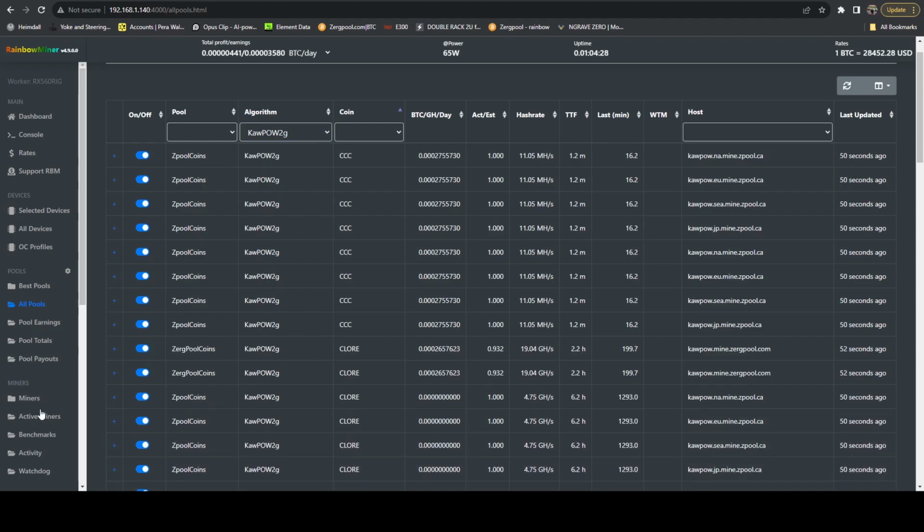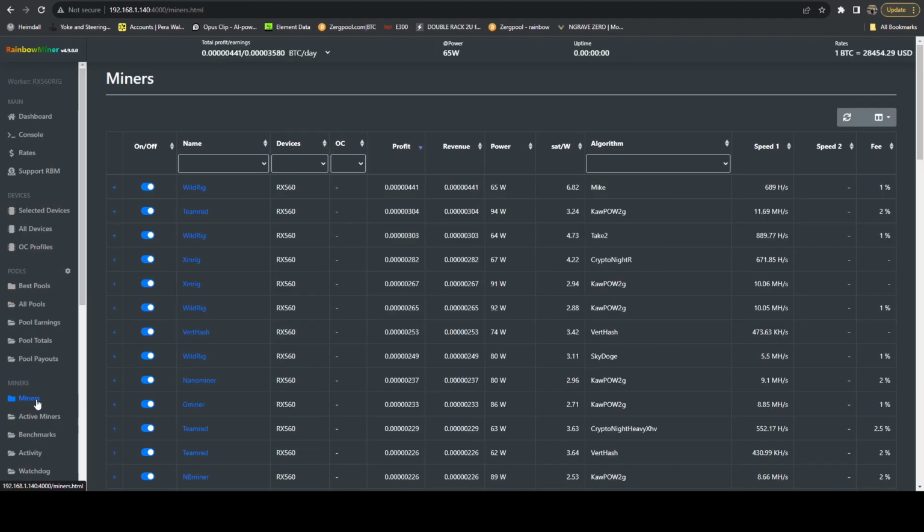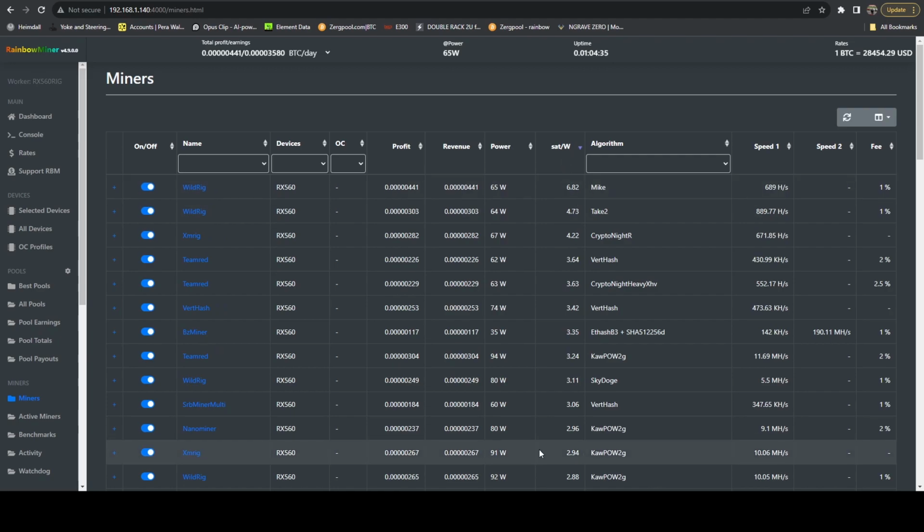So what I like to do is go to the miner section, and in here, you can actually sort Satoshis per watt. So this is going to give you that optimal, how many Satoshis am I going to make per watt consumed? And so I've got this sorted high to low, meaning I'm making the most Satoshis per watt. And here you can see it's the Mike Algo followed by Take Two. So obviously these are the top two that you would want to be mining with the card.